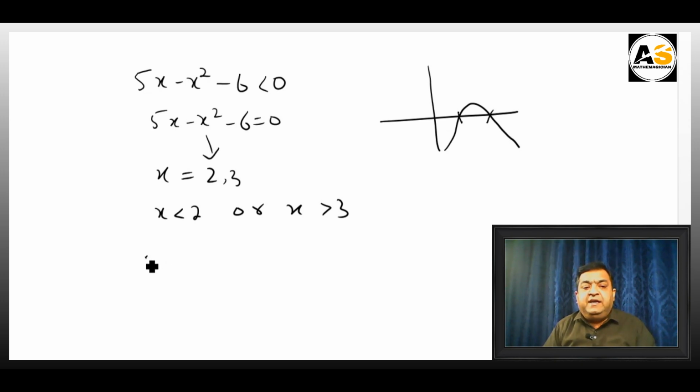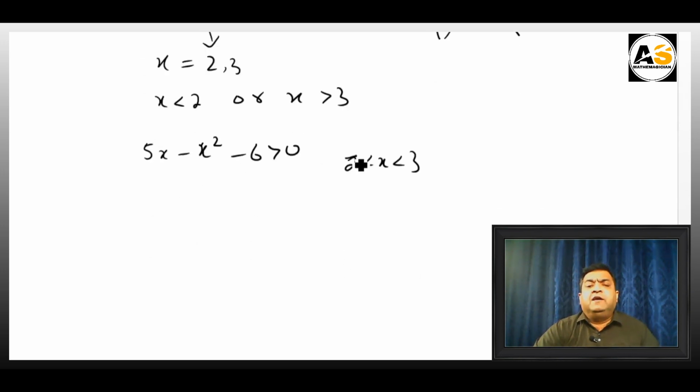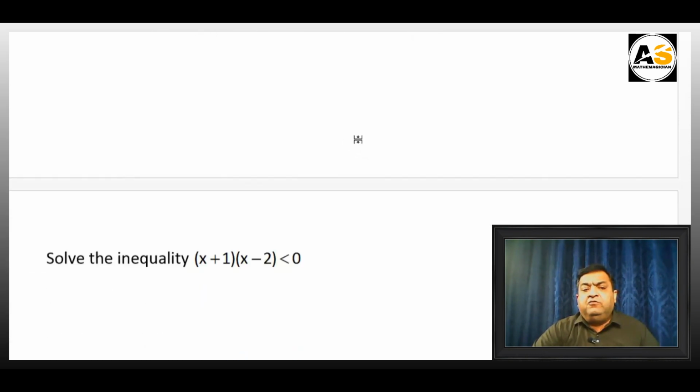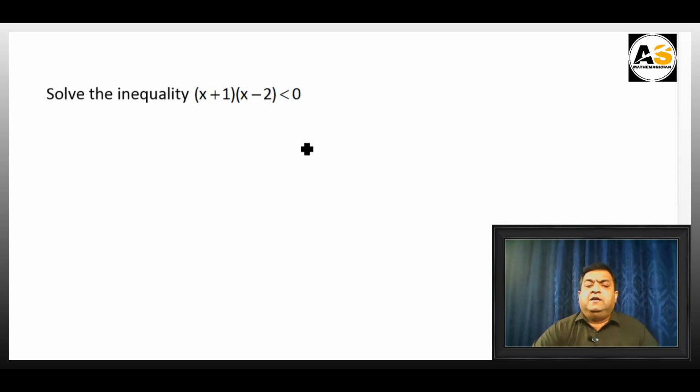And in the same way, if it was greater than 0, we would have solved it the same way, but in this case, our answer would be 2 is less than x is less than 3. So this is the basic procedure of solving quadratic inequality. We just need to refer to the graph and solve it accordingly. Let us solve a few examples.